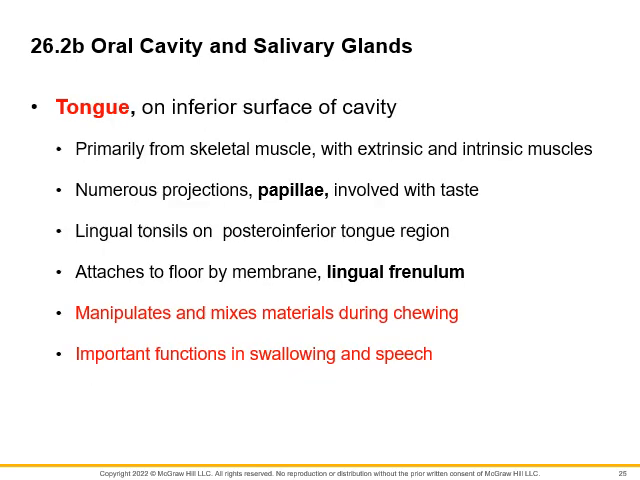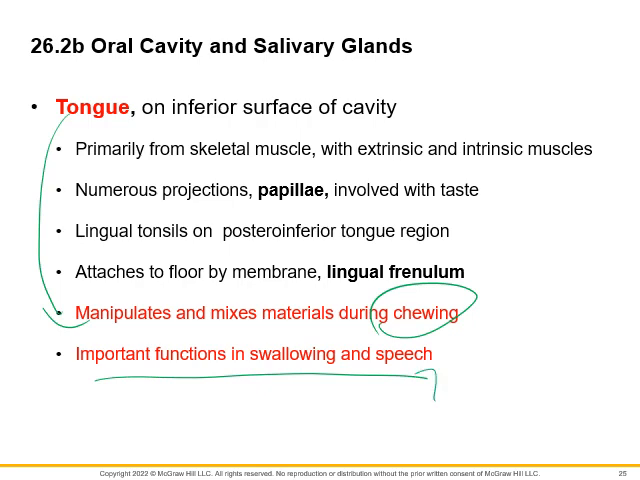We have the tongue. So the tongue, if you remember from 201, has lots of projections or papillae. We have taste buds. The tongue is going to manipulate and mix the materials. So the tongue is kind of moving the food around. It's getting the saliva on it, the mucus. You're breaking it apart with your teeth. And the tongue is the initial organ that allows for swallowing. And then your pharynx will take over with the propulsion.